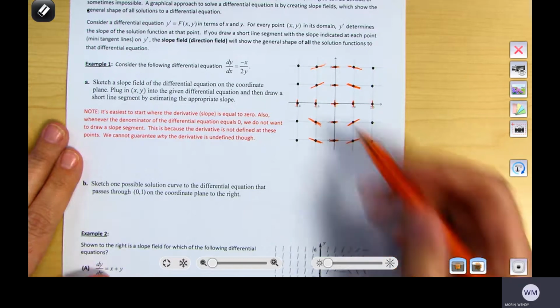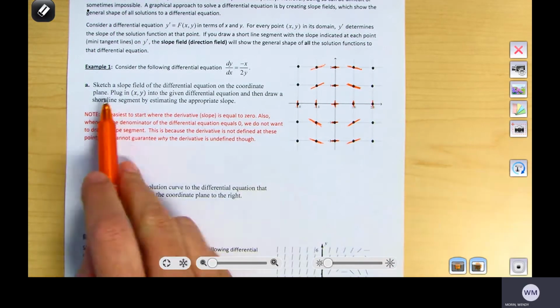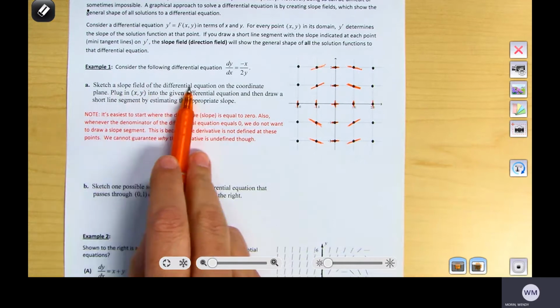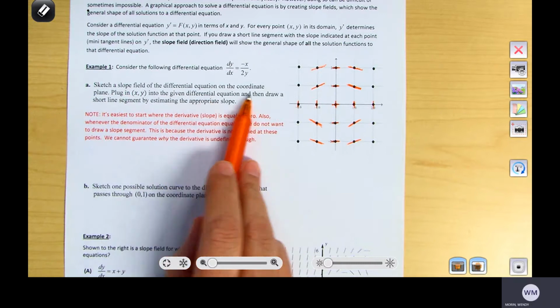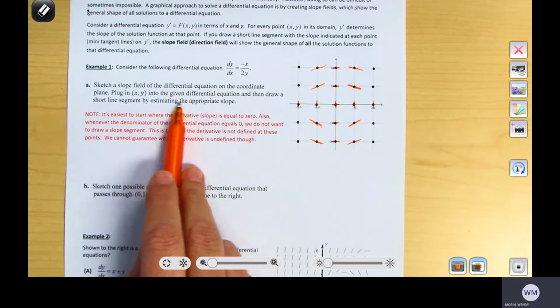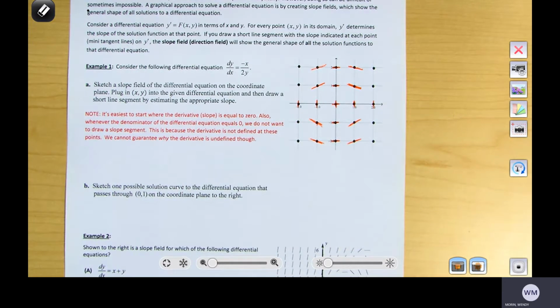Okay, and we can even do some more if you want, but I think that's plenty. It says sketch a slope field of the differential equation on the coordinate plane. Plug in x and y into the differential equation, and then draw a short line segment by estimating the appropriate slopes, which is what we just did. Now most of the time they're drawn in for you if it was a free response question. Sometimes, like I said, on the A/B test, they'll ask you to put in 6 or 12 or something like that. Okay?